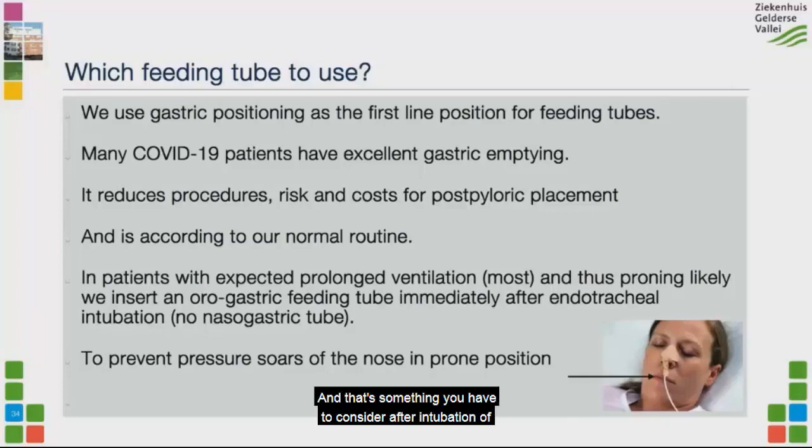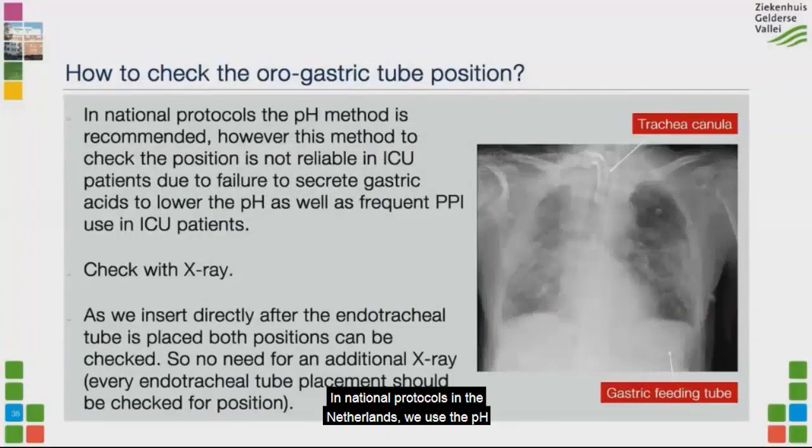And that's something you have to consider after intubation of these patients when you insert the feeding tube. Now, how to check the position? In national protocols in the Netherlands, we use the pH method to check the position of the feeding tube, but it's not very reliable in ICU patients due to failure to secrete gastric acids that can lower the pH, as well as the use of proton pump inhibitor medications.